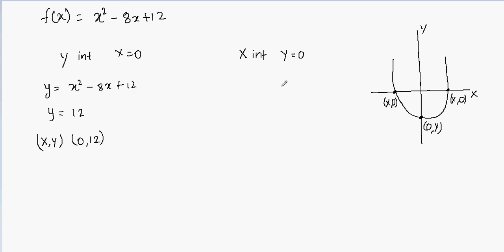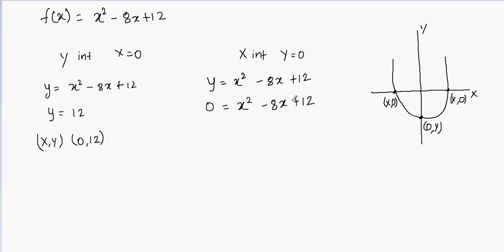Now let's find the x-intercept here. When finding the x-intercept, you just plug in y equals 0 in your original function. So we again do the same thing. This is my original function because I've replaced f of x with y. So y is equal to x squared minus 8x plus 12. We're going to plug in y equals 0. So this is going to be 0 is equal to x squared minus 8x plus 12.